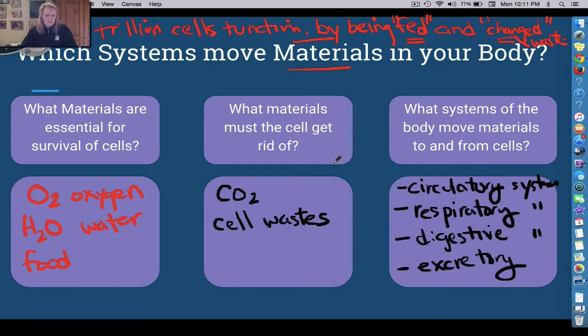So pretty impressive right there. How much has to go on in order for just one little cell to be working, not even mentioning the 100 trillion cells that need to function at that point.